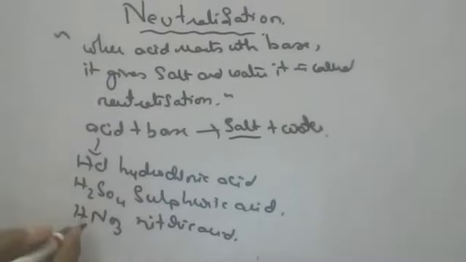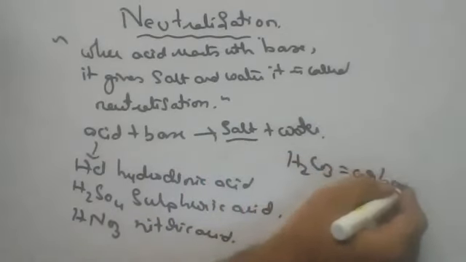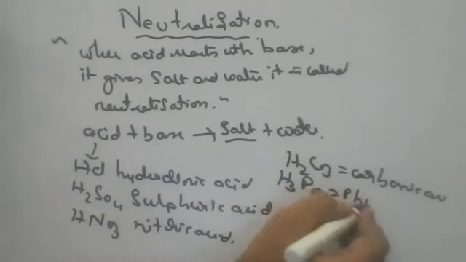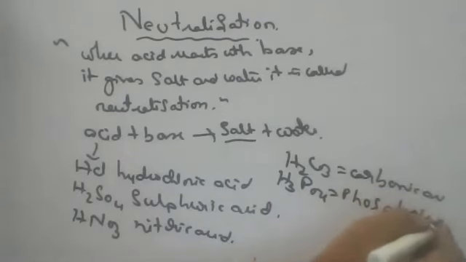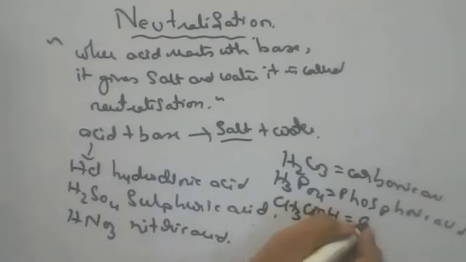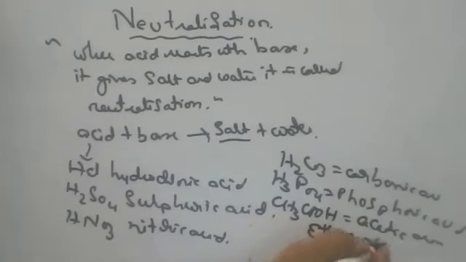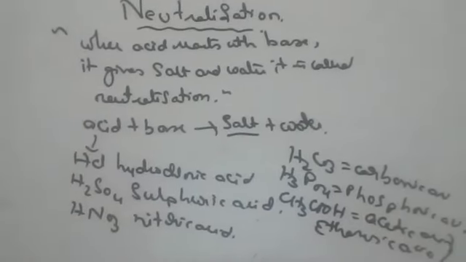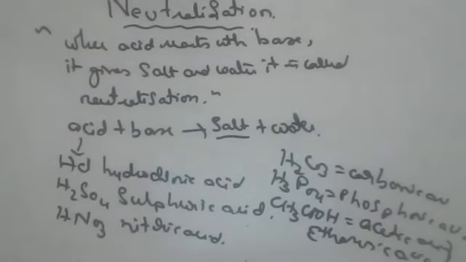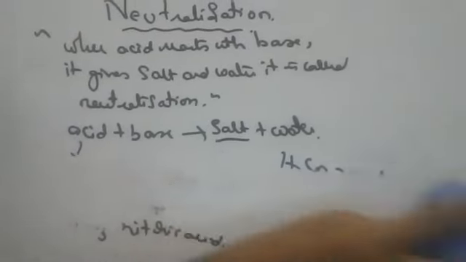Next, H2CO3, carbonic acid, H3PO4, phosphoric acid, and CH3COOH, acetic acid, or if you want, you can say ethanoic acid also. Same name, children. Acetic acid is common. These are some of the famous acids, children. Please copy, all of you. I hope everyone is copying.